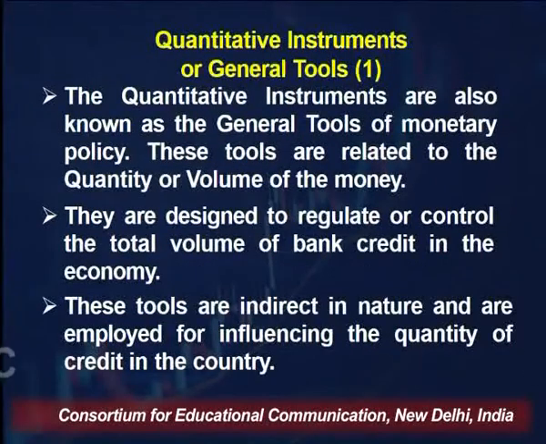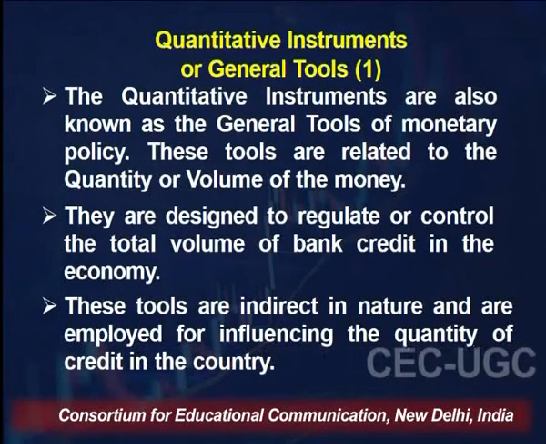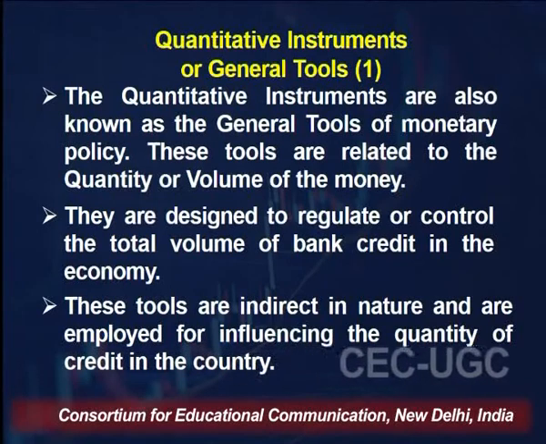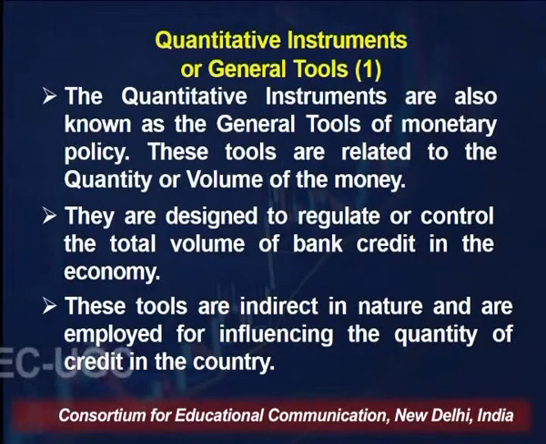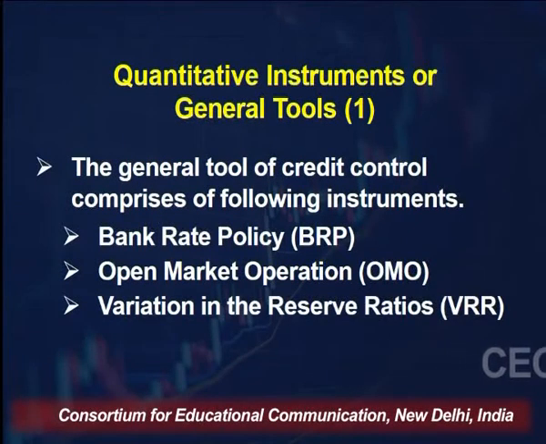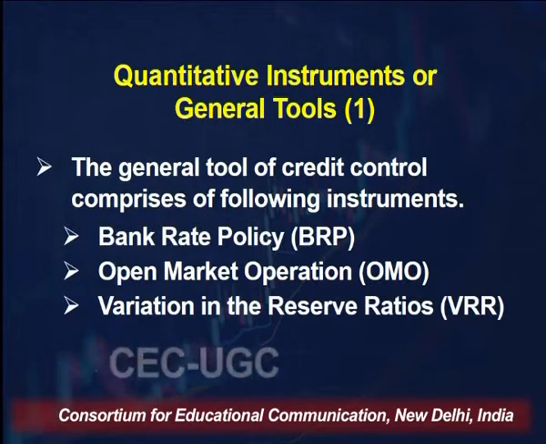The quantitative instruments are also known as the general tools of monetary policy, and these tools are related to the quantity or volume of money. They are designed to regulate or control the total volume of bank credit in the economy. And these tools are indirect in nature and are employed for influencing the quantity of credit in the country. The general tools of credit control comprise the following instruments like bank rate policy, open market operation, variation in the reserve ratio, etc.